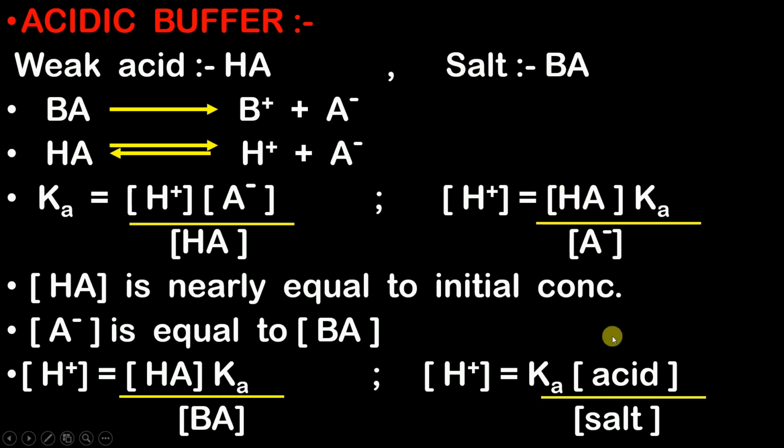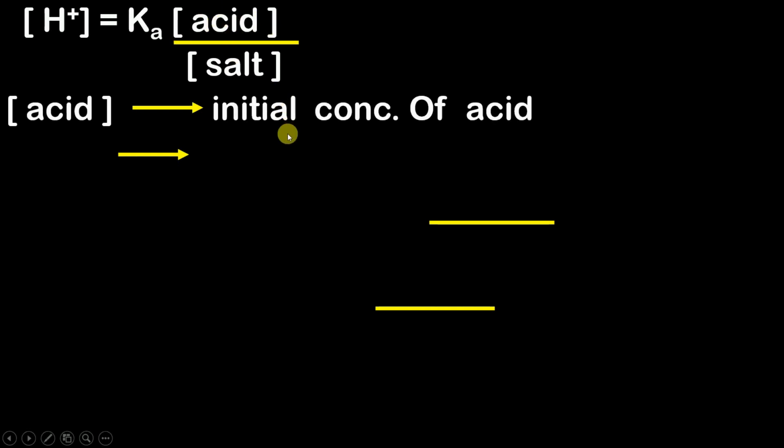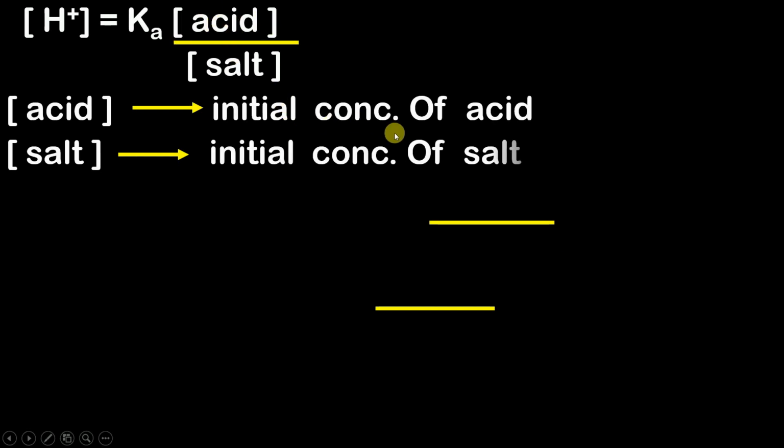Okay, now let me remind you all again that in this formula the molar concentration of acid is nothing but the initial concentration of acid before the start of the reaction, and this molar concentration of salt is nothing but the initial concentration of salt before the start of the reaction. So guys, with the help of this equation, now what I am going to do is take minus log to the base 10 on both the sides.